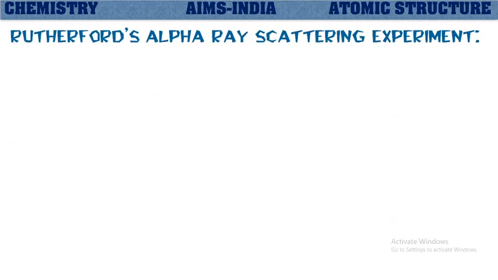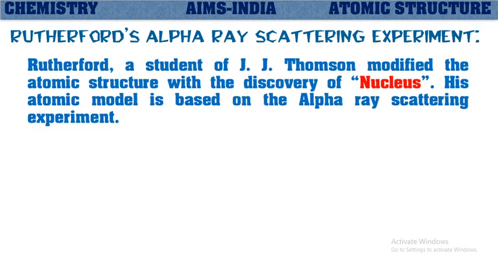Rutherford's alpha scattering experiment. Rutherford performed an experiment to give the model of the atom. That is Rutherford's alpha scattering experiment. Rutherford was a student of J. J. Thomson. He modified the atomic structure with the discovery of the nucleus. His atomic model is based on the alpha scattering experiment.